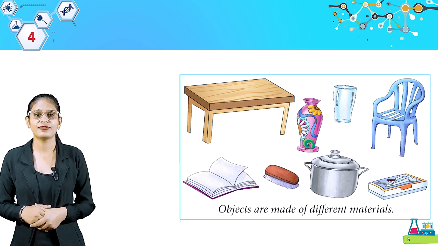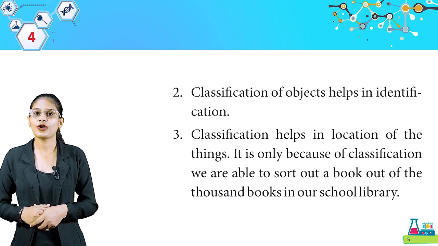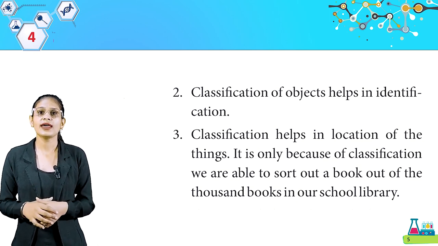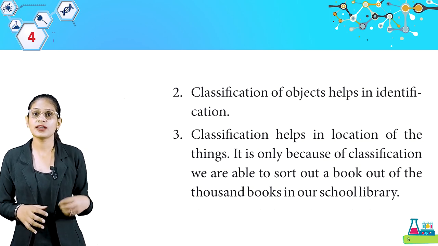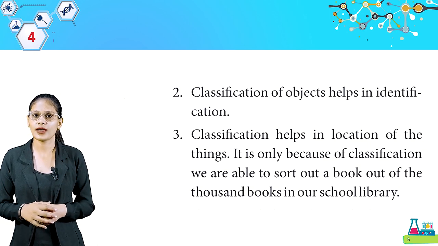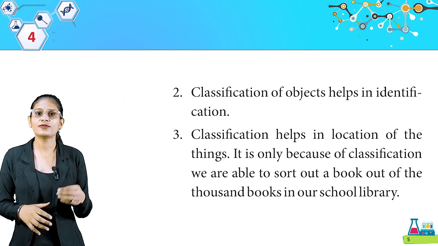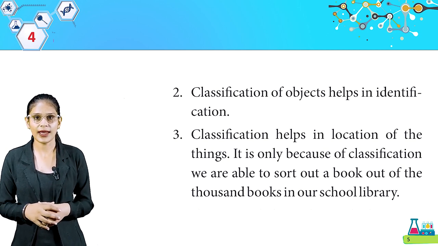Objects are made of different materials. Classification of objects helps in identification. Classification helps in location of the things. It is only because of classification that we are able to sort out a book out of the 1000 books in our school library.